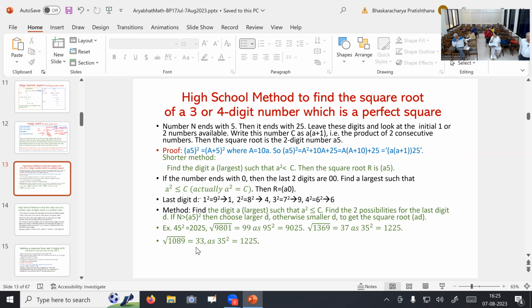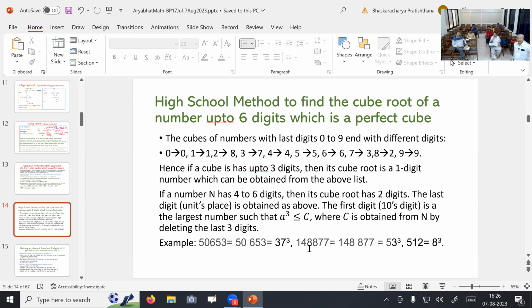So this is for cube roots. If you want to find a cube root, then every last digit will give rise to a last digit for the cube root in this way. 2 cubed corresponds to 8. So 8 will correspond to cube root digit 2, and so on.